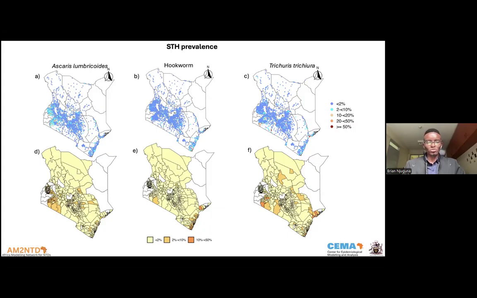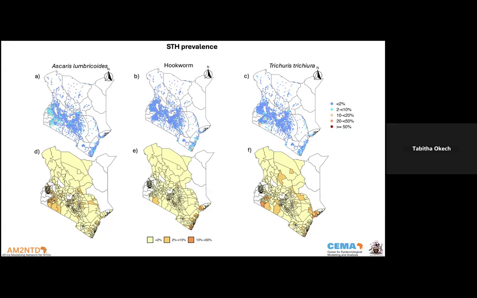So for each school, we obtained some pieces of information. The first was the longitude and the latitude of the school, or where the school is located precisely. The second was the total number of children who were sampled in each school. And the third was the total number of children who are positive for each specific STH. Positive here was defined as the detection of at least one egg in a stool sample of the school-age children.